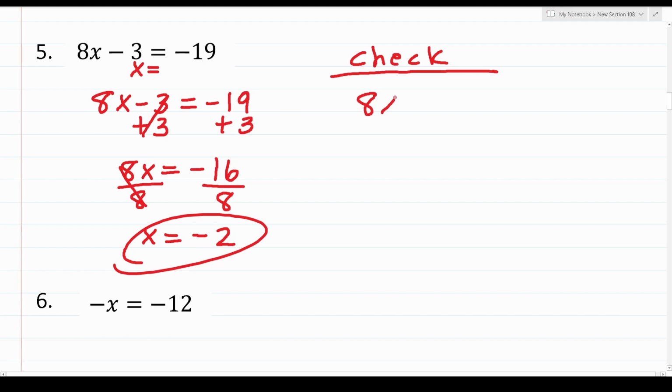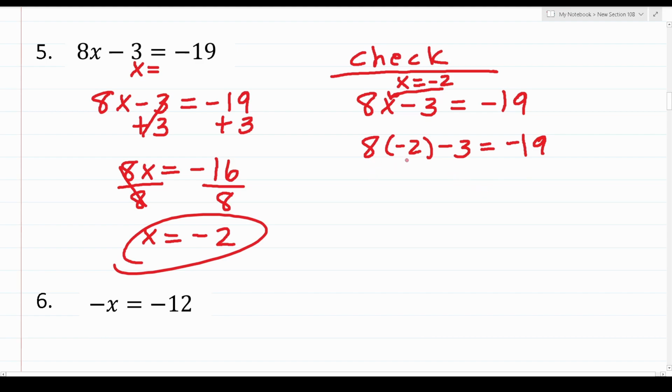So we have 8x minus 3 equals -19. Again, if we did our math correctly, we know x should be -2. So let's go ahead and plug in -2 where we see x. So this becomes 8 times -2 minus 3 equals -19. 8 times -2 is -16 minus 3 equals -19. -16 minus 3 is -16, 17, 18, 19. So this is -19 equals -19. Is that a true mathematical statement? It is. Therefore, I'm very confident that x does in fact equal -2 in this case.